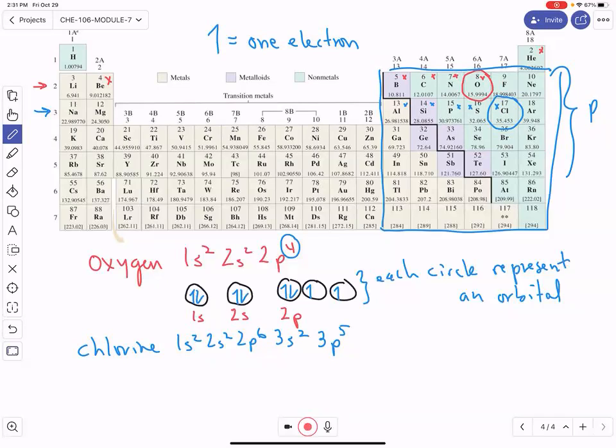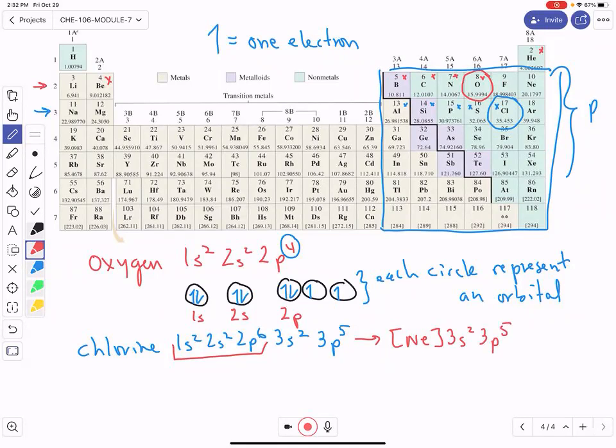We could also write the condensed configuration of this. For the condensed configuration, we would use the nearest complete noble gas, which is neon. So we could replace this by simply saying, I have the electron configuration of neon, followed by 3s2, 3p5.